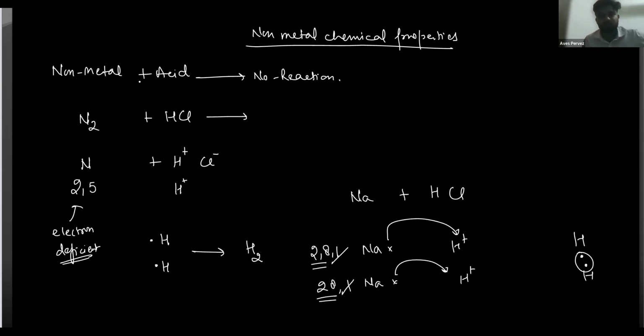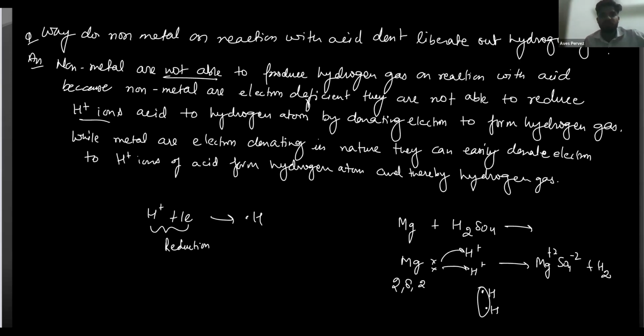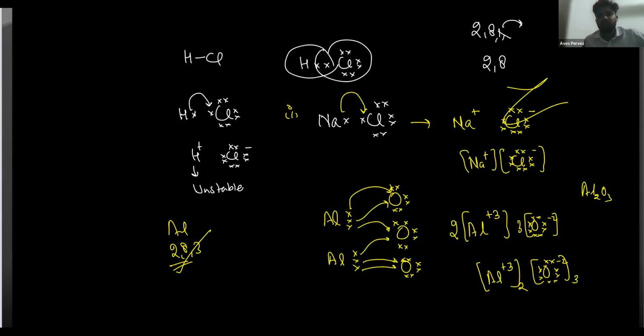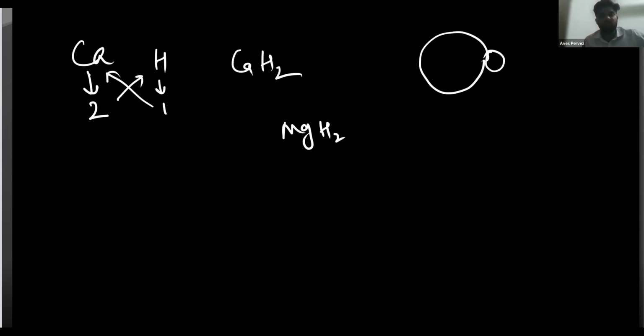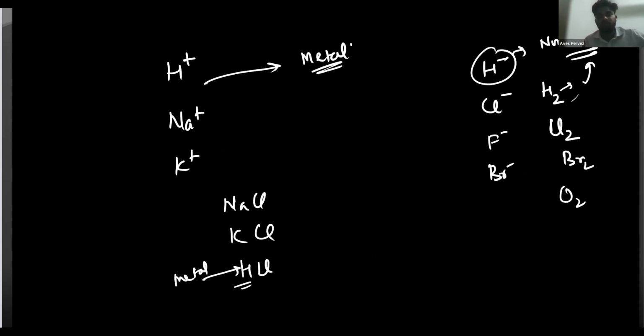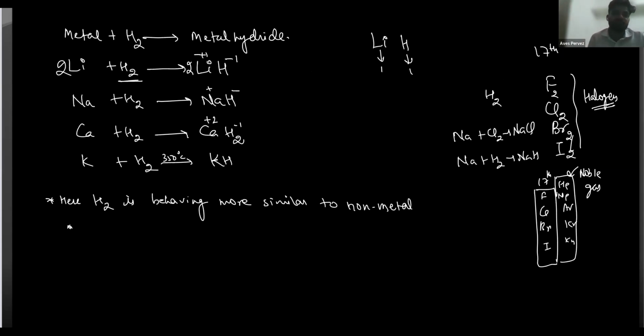So let's move on. You know that metals react with acids. Actually, what we were discussing is the formation of the ionic bond. For example, if I have sodium, the question will be asked: write down the structure, how the sodium chloride bond is formed. Sodium has electronic configuration 2,8,1. The atomic number of sodium is 11.